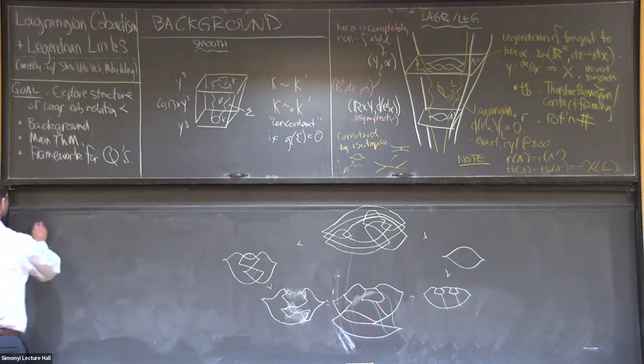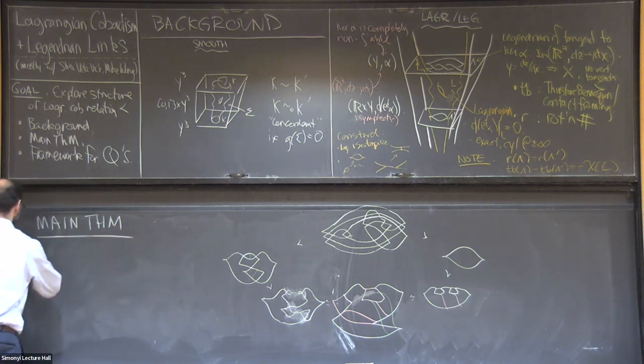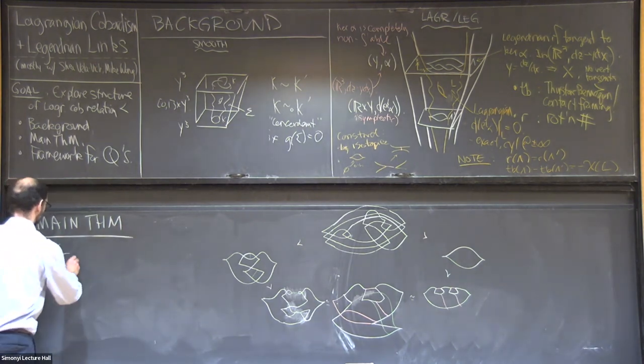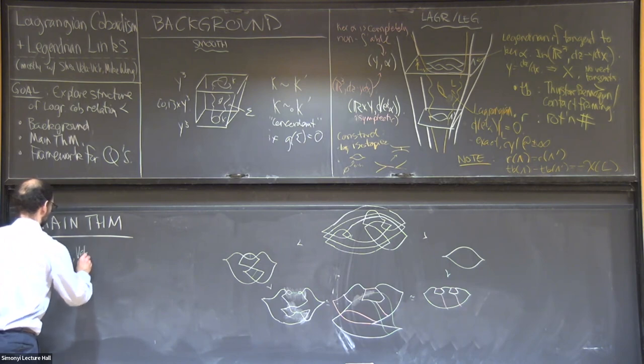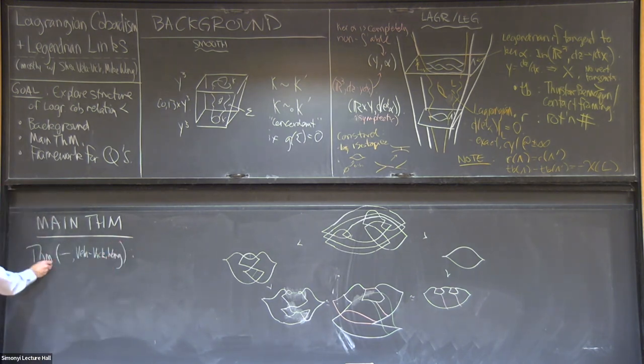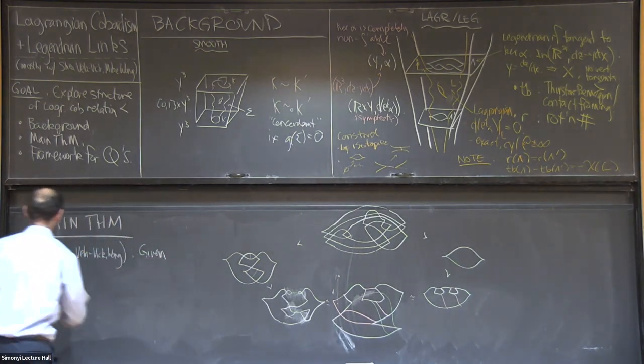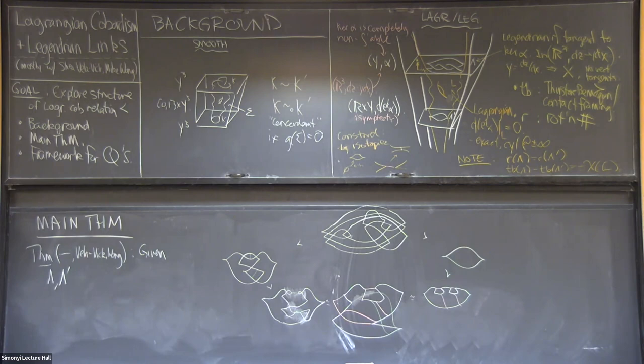Let me state the main theorem. And this is the theorem of myself, Shay, and Mike Wong. And it says the following. Basically, I told you what it said before, but now I can state it a little bit more precisely. Okay, so we're going to let two Legendrian links be given in some tight three manifold. If you don't know what the word tight is, just think R3.